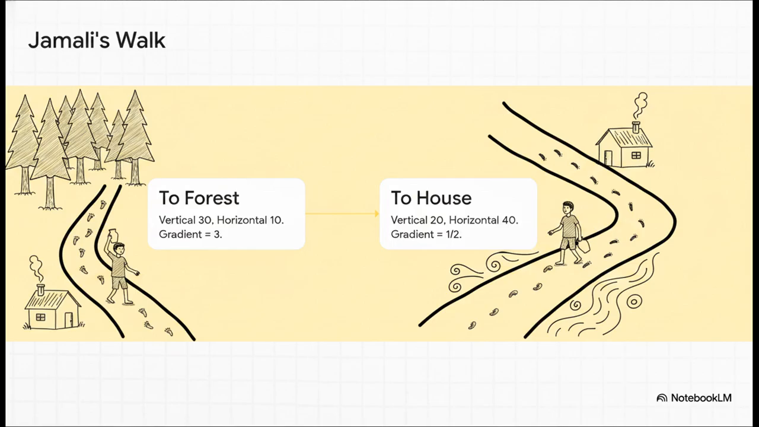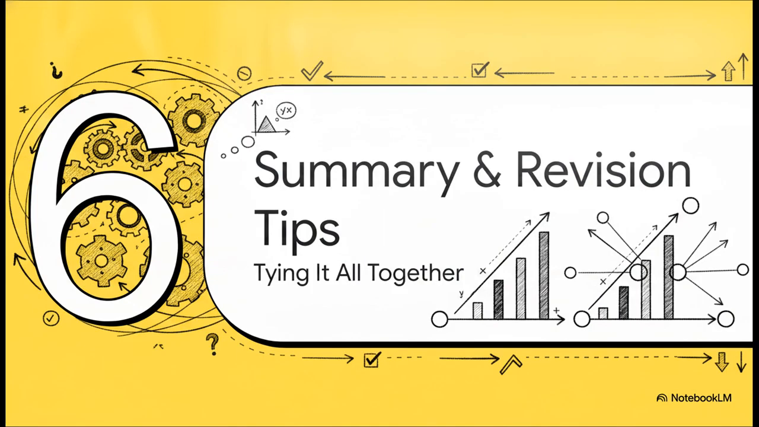But later on, he walks from the riverbank back to his house. This time, the vertical distance is 20 and the horizontal distance is 40. 20 over 40 simplifies down to a gradient of 1/2. So what does that mean? It means his walk from the river is a much flatter, way easier stroll compared to that brutal trip up to the forest. And finally, Part 6, Summary and Revision Tips, tying it all together.